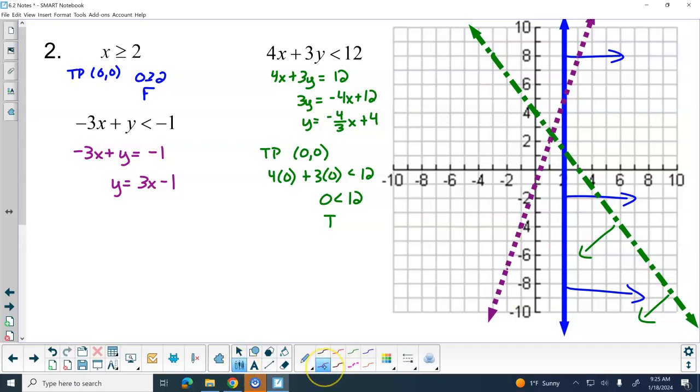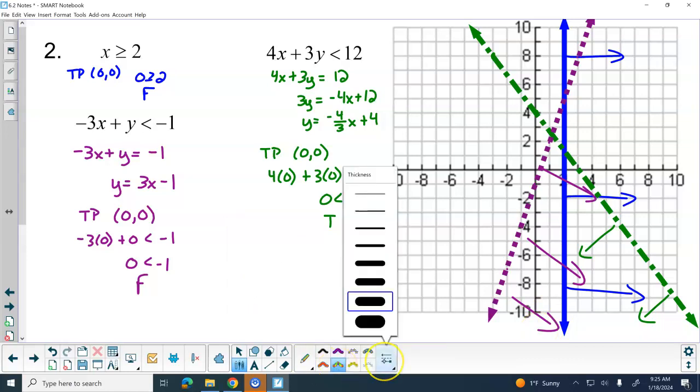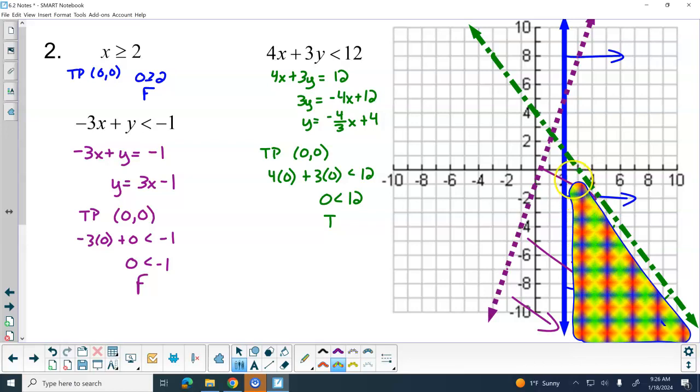And then I'm going to test the origin, because I didn't go through the origin. Looks like I got close though, but I didn't. Negative 3 times 0 plus 0 is 0, and that is a false statement also. So that means I would shade on this side. So in the end, that area is my answer. Agree? Love it.